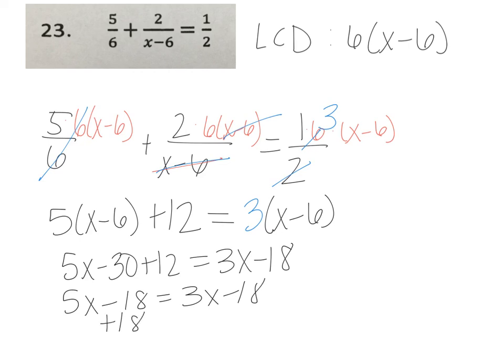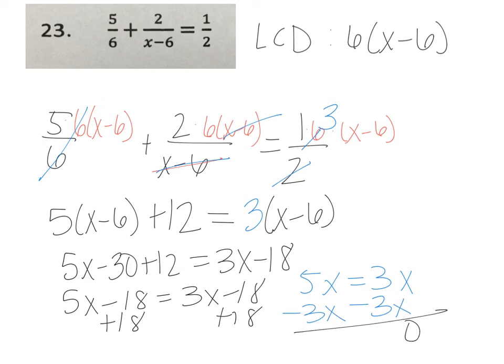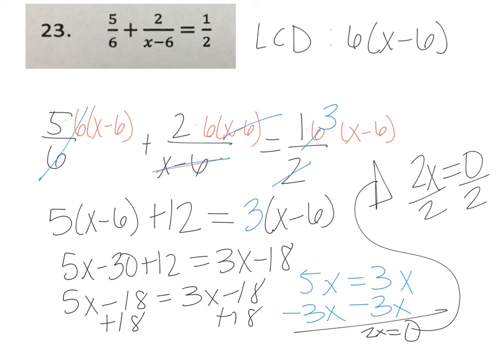I'm going to add 18, and I get 5x equals 3x, and I subtract my 3x. What do I get? I get 2x, but what is on this side? It's equal to 0, and that's not anything wrong. It's not no solution. 2x equals 0. Divide by 2. I'm allowed to divide 0 by a number, so x is equal to 0. And does that make the denominator 0? No, it does not. So that's my final answer.